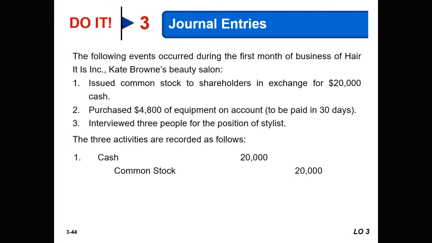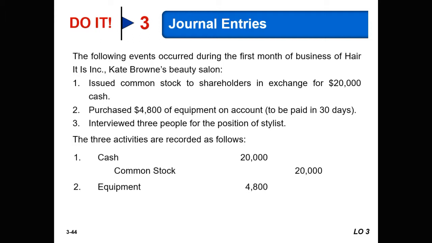And number 2 says that we purchased $4,800 of equipment on account to be paid in 30 days. So we know that we have a new piece of equipment with a value of $4,800. Our equipment has increased $4,800. Equipment is an asset. The way we increase an asset is a debit. So we debit equipment $4,800.